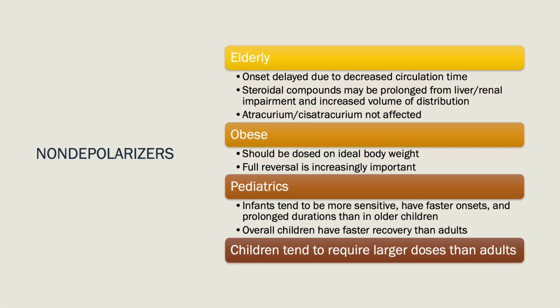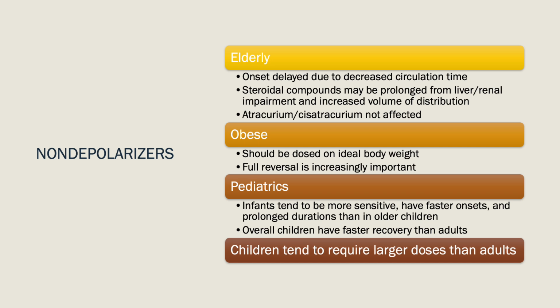Now let's talk about some of our special populations. The onset times of our neuromuscular blockers are generally delayed in the elderly due to slower circulation times and other kinetic changes associated with aging. This is typically true for all relaxants. The dosing interval and the duration of action for steroidal relaxants like rocuronium and pancuronium are prolonged in the elderly due to decreased hepatic and renal clearance. Atracurium and cisatracurium, the duration is not really affected as much by aging. They're a little bit more predictable. But we're normally going to use rocuronium or vecuronium with sugammadex.